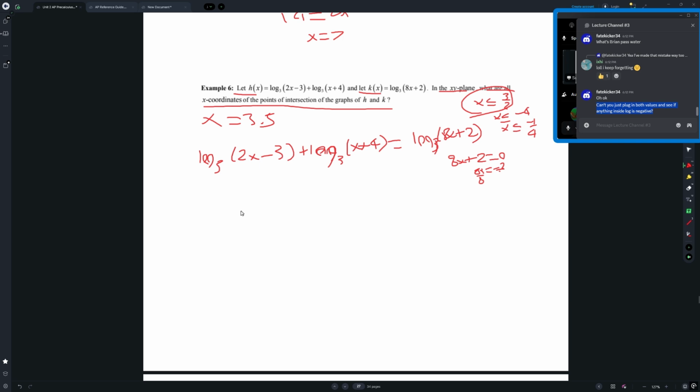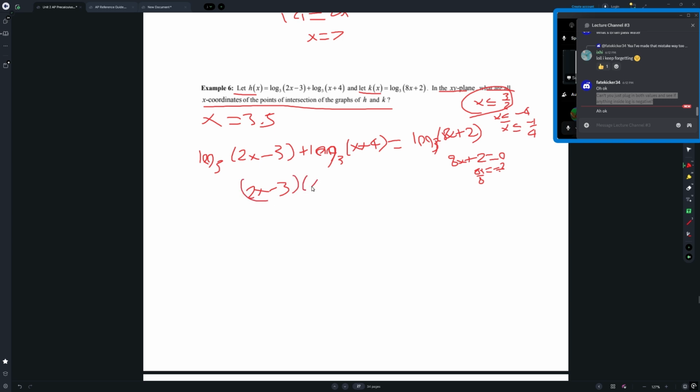The reason I'm doing it like this is it's important for inequalities, which are a little bit more difficult. Then simplify this into one log: log base 3 of 2(x minus 3)(x plus 4) equals log base 3 of 8x plus 2. Then raise both to the power of 3 so we can cancel out the logs, which means 2(x minus 3)(x plus 4) is equal to 8x plus 2.